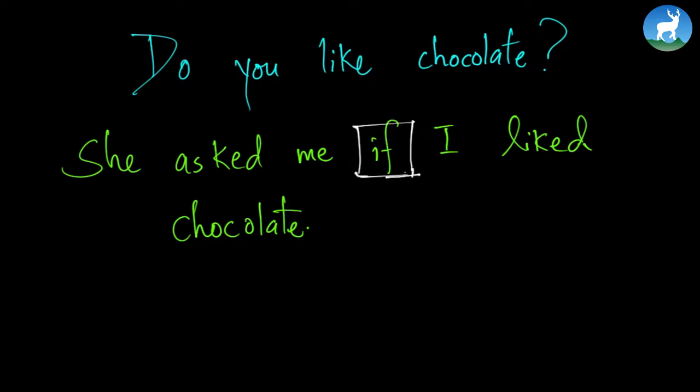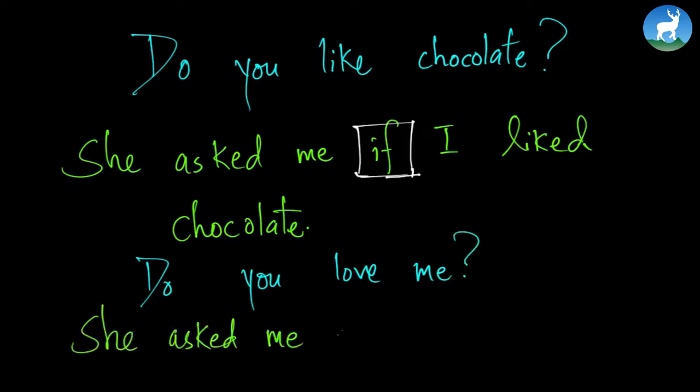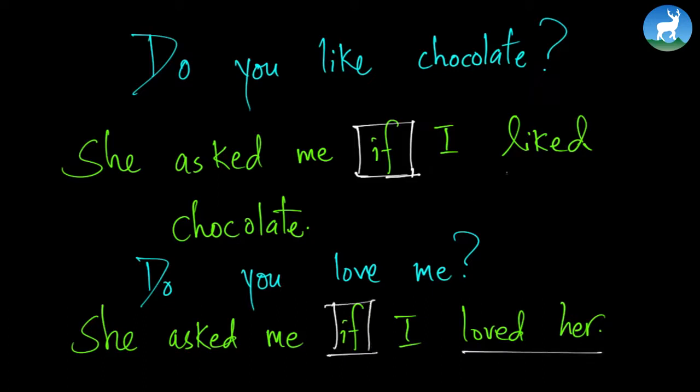No problem, right? Let me give you one more example. Do you love me? Well, I'm not asking, just giving you an example. Let's report this. She asked me if I loved her. We introduced if here and the tense is changed. Pretty easy, right? So these are called yes/no questions.